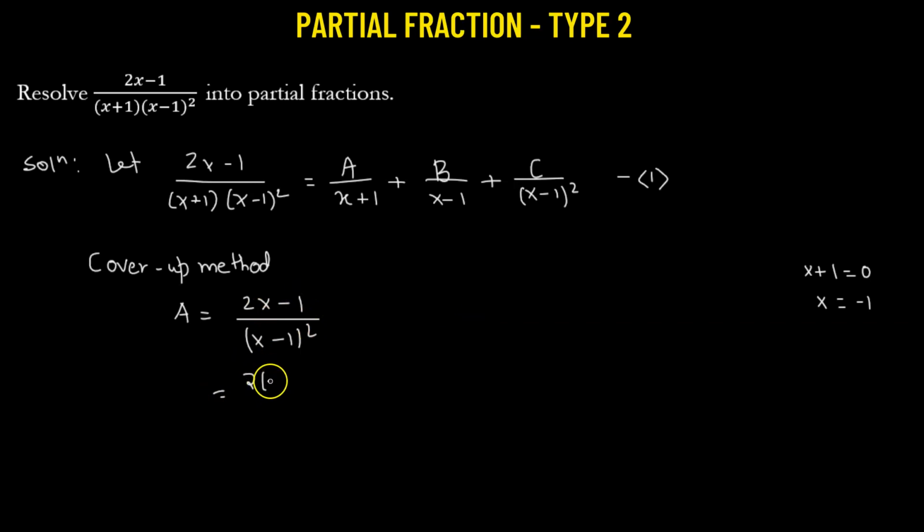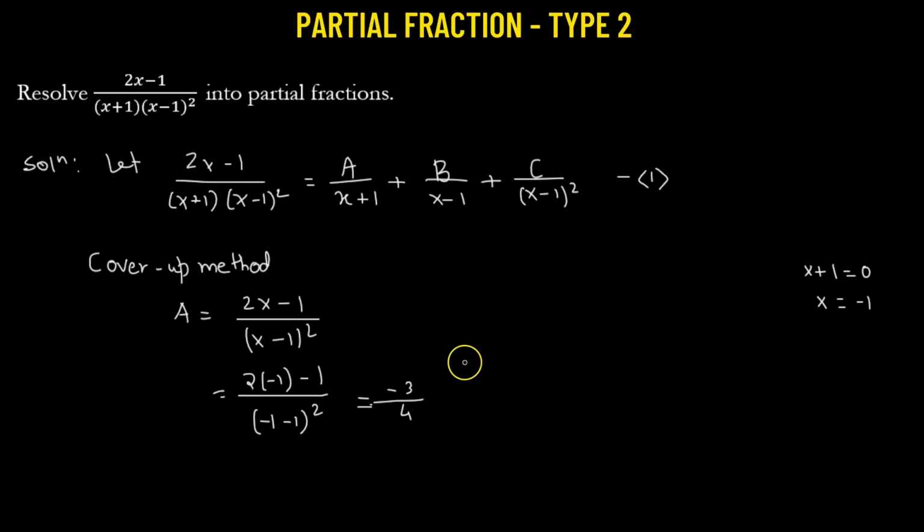So that will be 2 times negative 1 minus 1 divided by negative 1 minus 1 whole square. We have 2 times negative 1, so that's negative 2. Negative 2 minus 1 is negative 3, divided by negative 1 minus 1, which is negative 2. Negative 2 whole squared will be 4. So we have negative 3 over 4. So this quickly gives us the value of A.